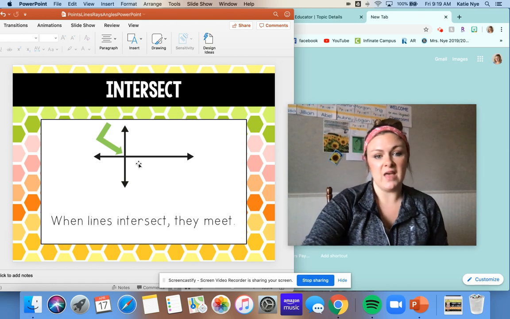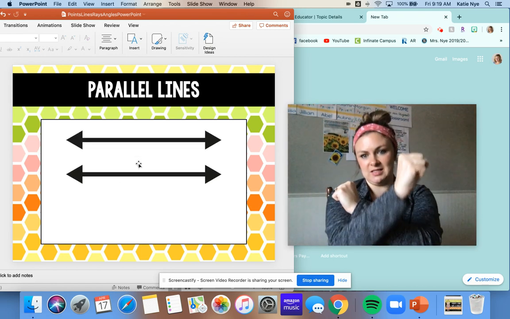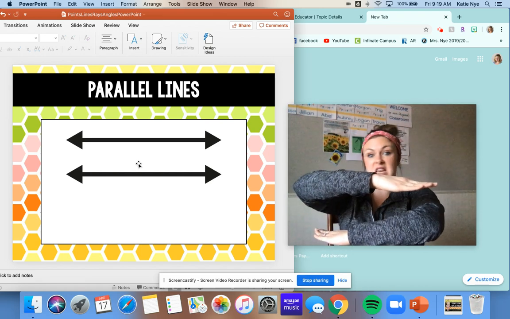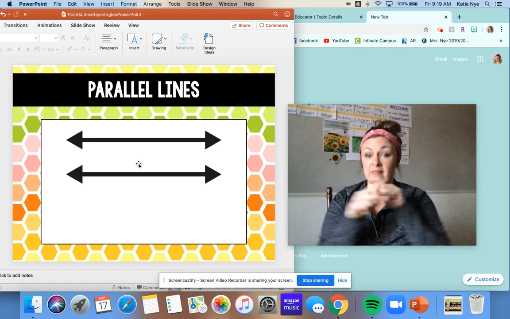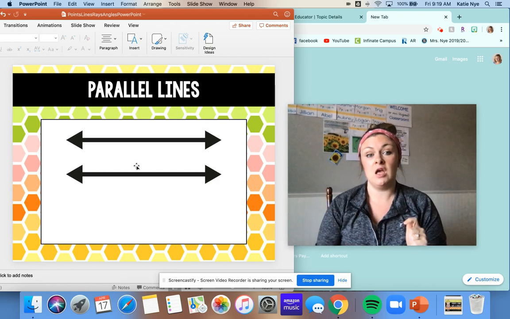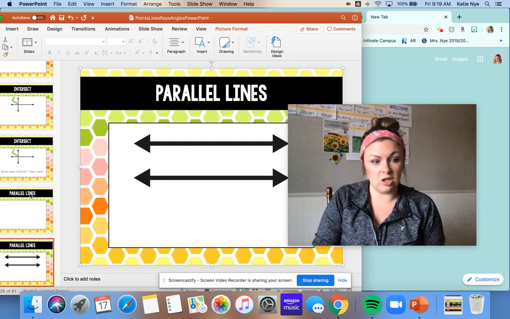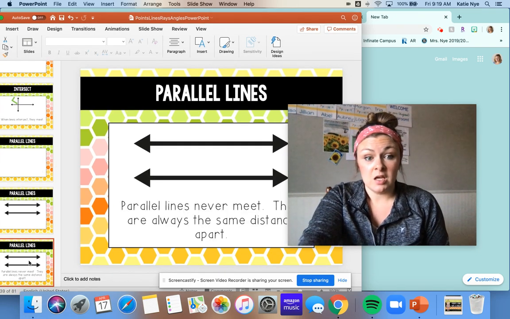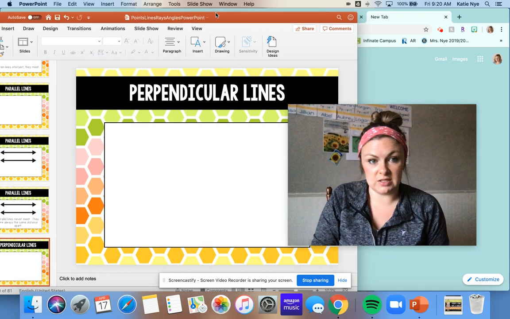Okay? And then we have parallel lines. Parallel lines are the opposite of intersecting. Intersecting means they cross. Parallel means they never touch. No matter how far they go, on and on and on, they are straight lines and they will never run into each other. So you can see those lines are straight there in the picture. Parallel lines will never, ever, ever touch. Okay? They stay the same distance away from each other the whole time.